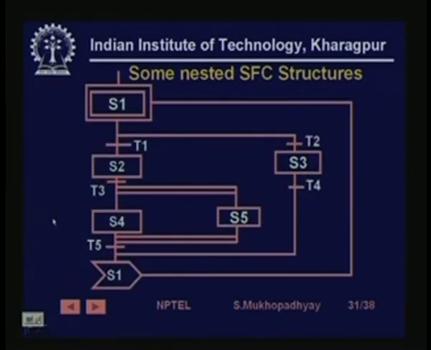Similarly, you see what is happening here: you have a selective branch. So, you can either go into S2 through T1 or go into S3 through T2. That is a selective branch. While you are in a selective branch, you can execute a parallel branch, and when S4 and S5 are both active, at that time if T2 evaluates to true, then you will come to a jump which will again take you to S1. So, such control flows you can specify.